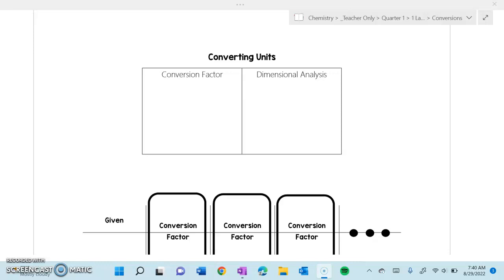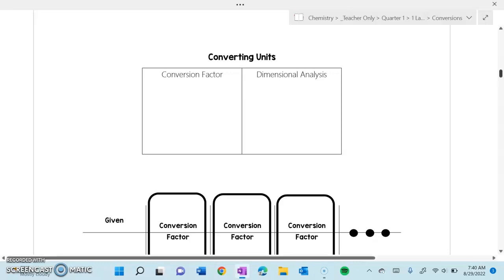This is the last week of notes looking at conversions using dimensional analysis. So far we have studied the intro to chemistry, looking at what is chemistry and its different branches. Then we did measurement types, estimation, significant figures, scientific notation. And this week we're going to be covering conversions.